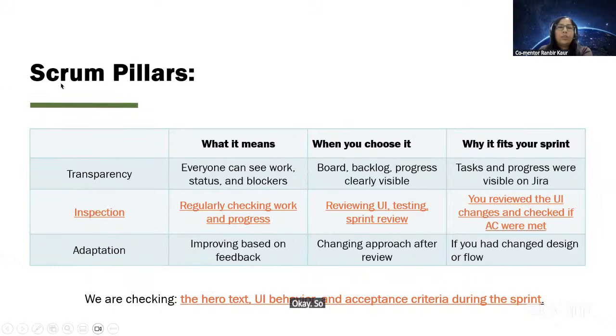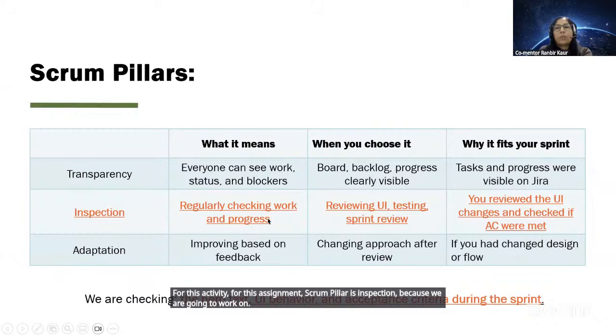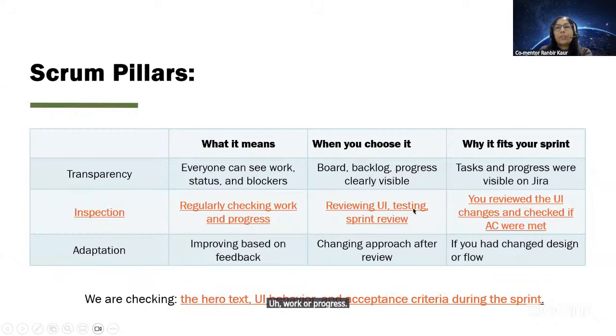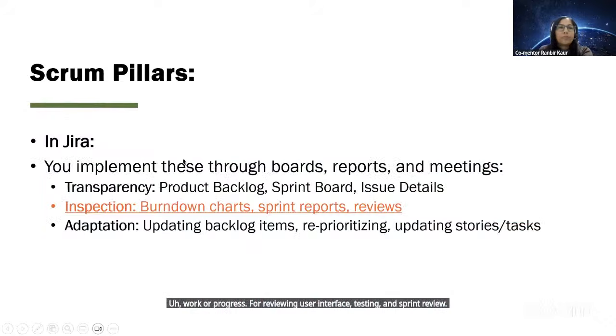So you have to understand Scrum pillars also. For this assignment, the Scrum pillar is inspection, because we are going to work on work in progress for reviewing user interface, testing, and sprint review. For this assignment, we are going to use burndown charts. So in inspection, burndown charts are used, sprint reports are created, and reviews are done.